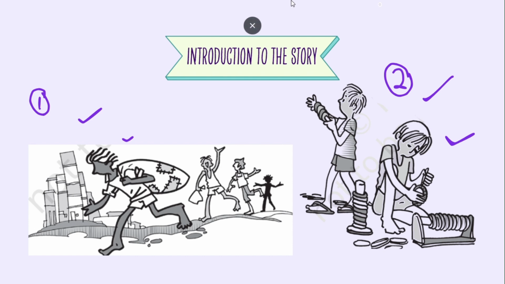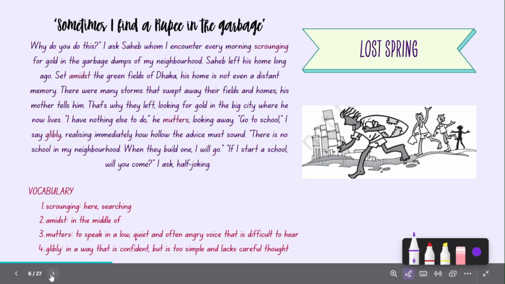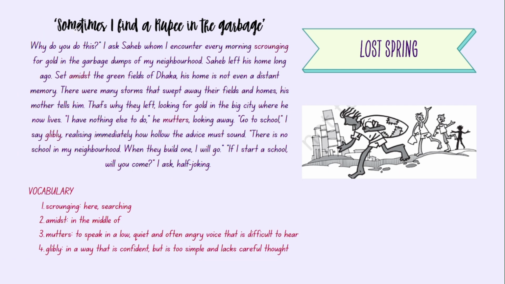All right, now let's begin by understanding the story through the story itself. The first part is, "Sometimes I find a rupee in the garbage." "Why do you do this?" I asked Sahib, whom I encounter every morning scrounging for gold in the garbage dumps of my neighborhood.